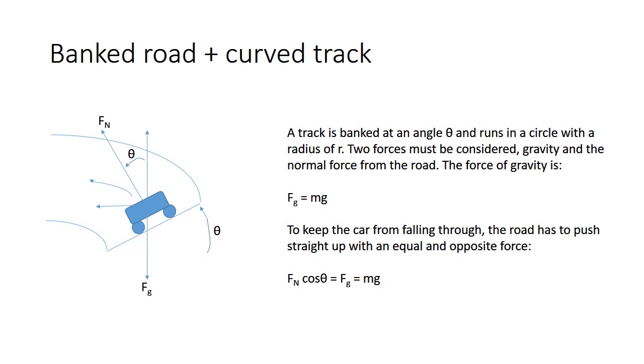Banked road plus curved track. A track is banked at angle theta and runs in a circle with a radius of r. Two forces must be considered: gravity and the normal force from the road. The force of gravity is equal to mass times the acceleration of gravity. To keep the car from falling through, the road has to push straight up with an equal and opposite force.